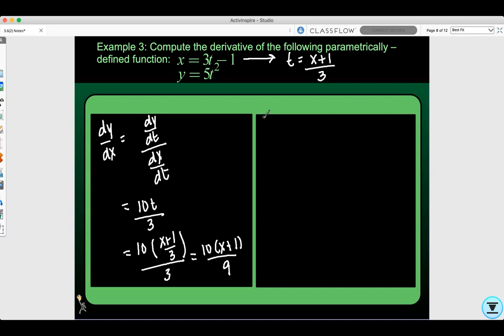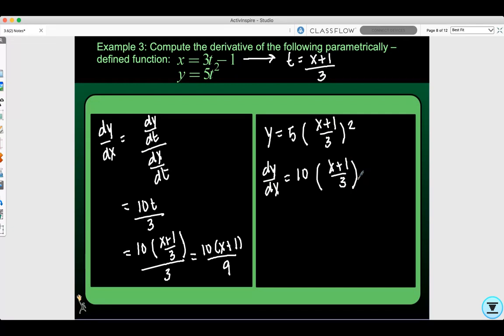Another way we could do this is to plug what t equals into y. So I'd have y equals 5 times x plus 1 all over 3 squared. And I can go ahead and find dy over dx by just taking the derivative. I'd have 10 times x plus 1 all over 3 to the first power times the derivative of x plus 1 over 3, which is just 1/3. And I would end up getting 10 times x plus 1 all over 9 as well.